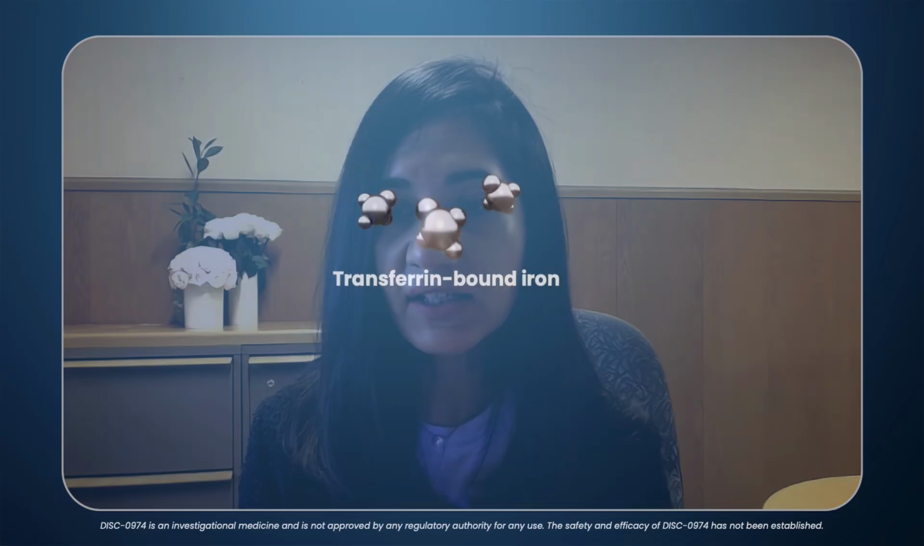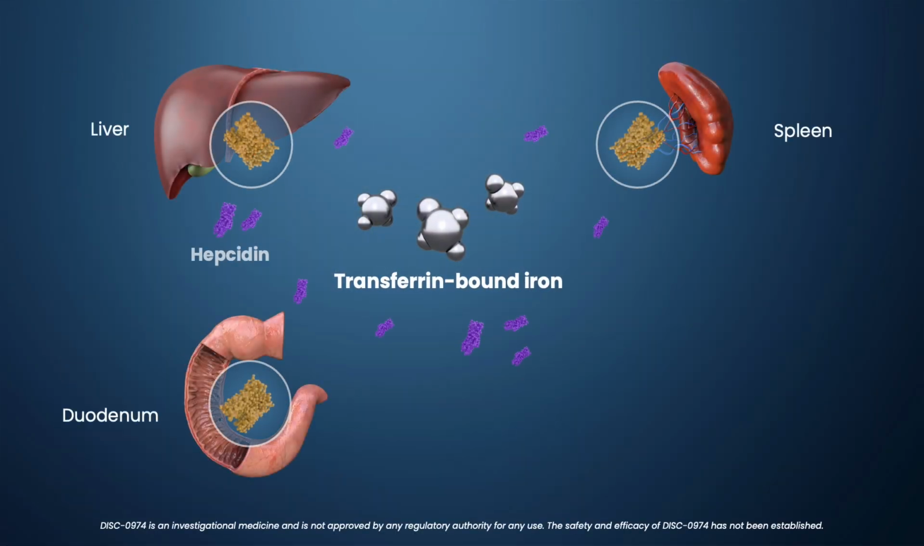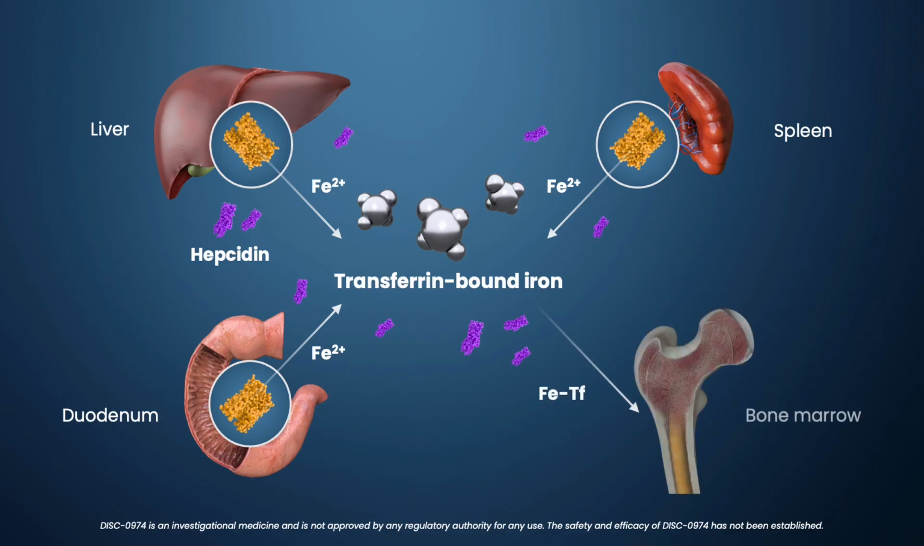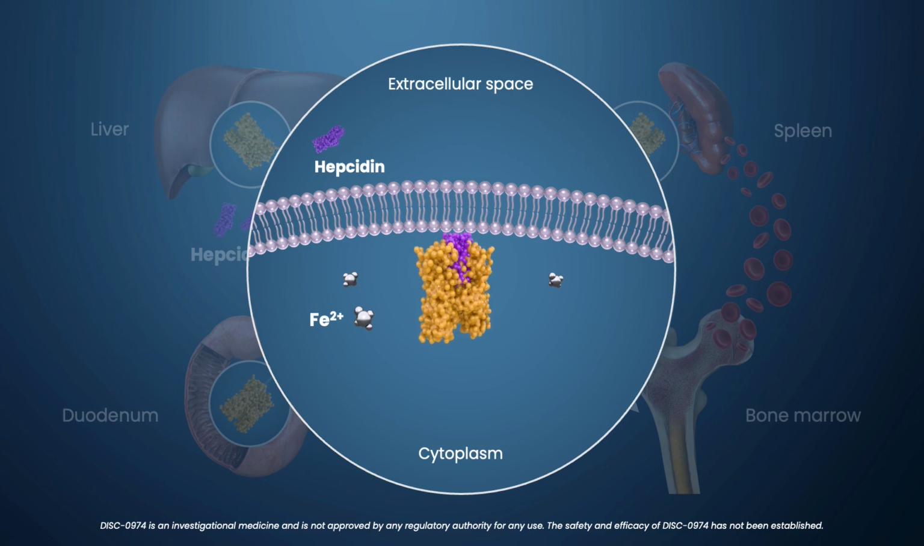Ferroportin is found in iron-storing and iron-transporting tissues and is needed to deliver absorbed dietary iron to the circulation from sources such as duodenal enterocytes, macrophages in the liver and spleen, and iron-storing hepatocytes. Iron is transferred from the duodenum into the blood, then transported by transferrin to cells or bone marrow. Hepcidin regulates systemic iron levels by binding to ferroportin, causing cellular ferroportin internalization and degradation.